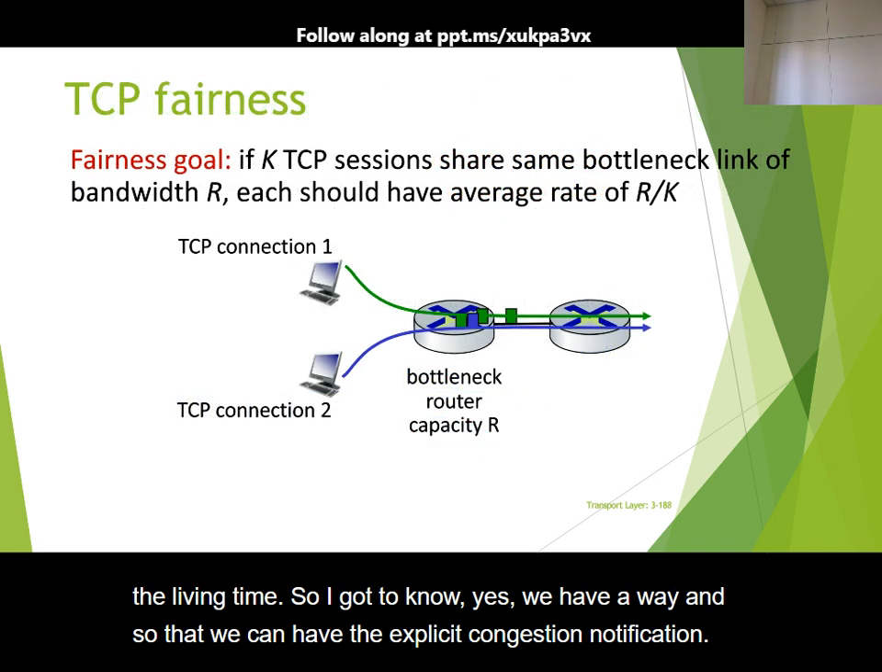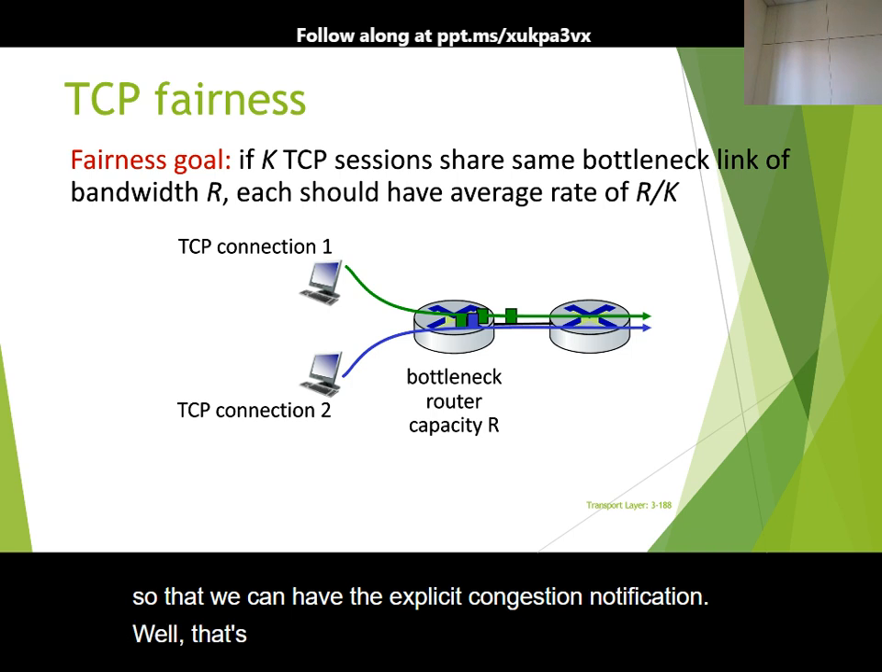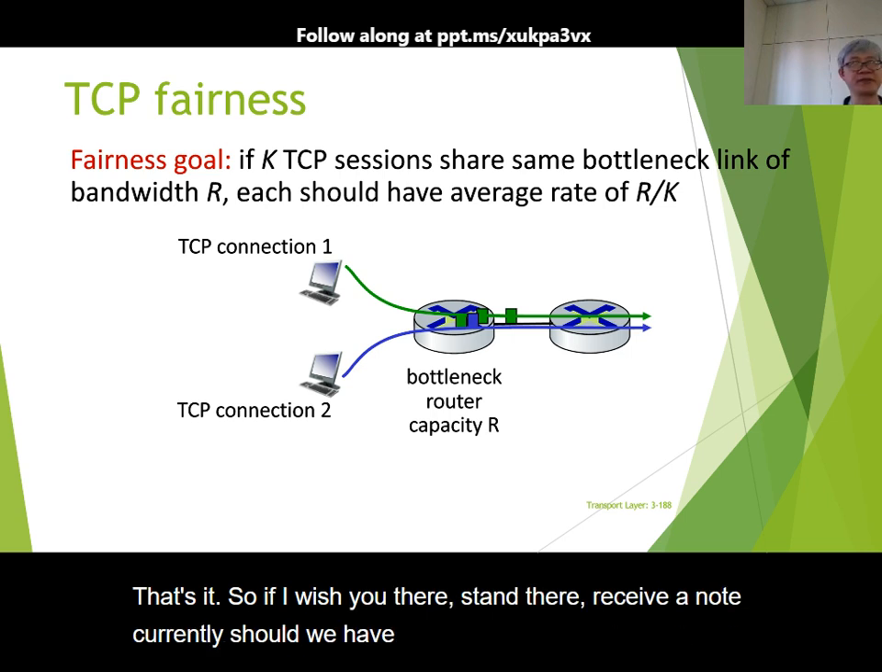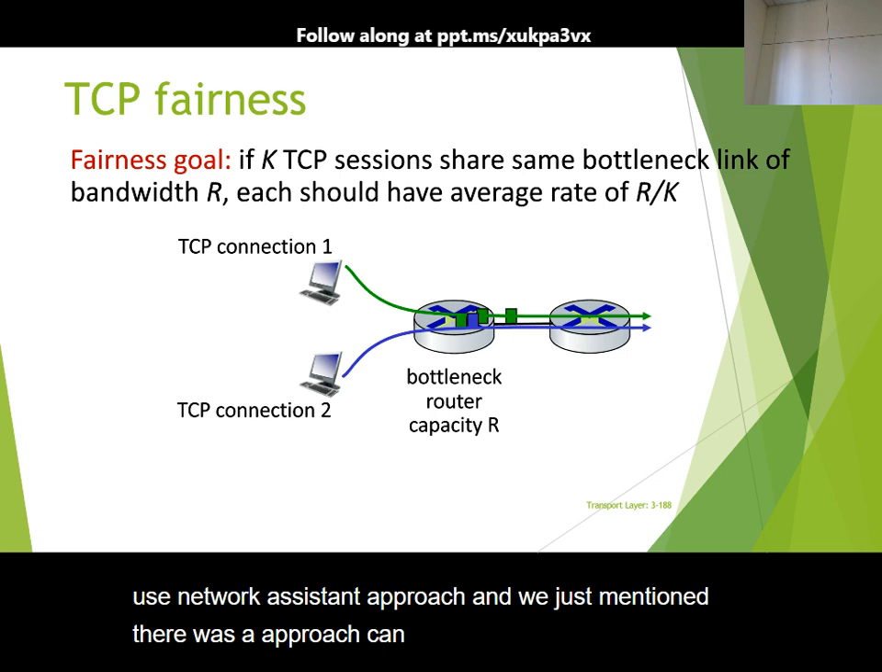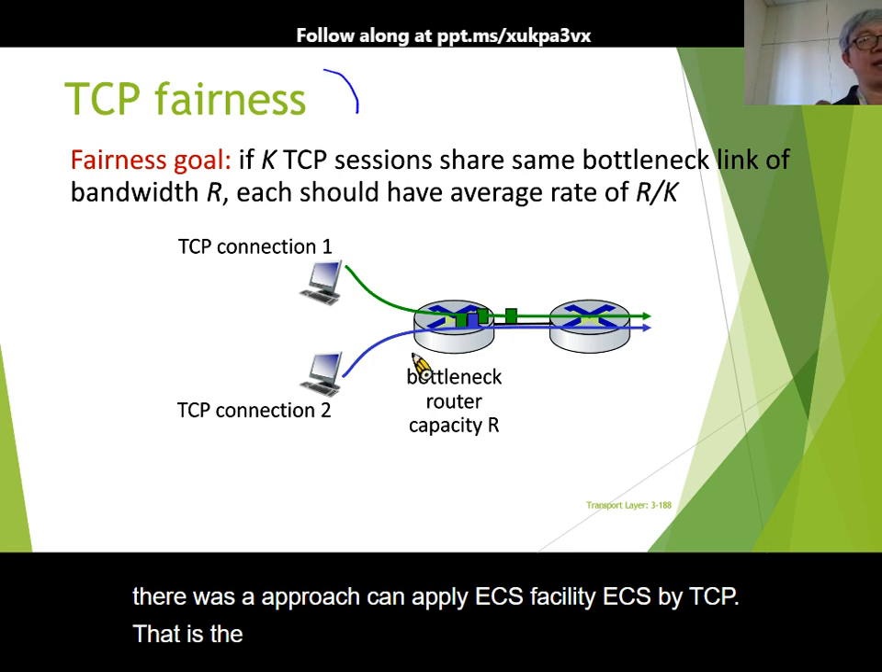Well, that's it. So if I wish to send from a sender to a receiver node, should we currently have congestion? If yes, we can use the network-assisted approach. And we just mentioned the network-assisted approach can apply ECN, specifically ECN by TCP. Well, that is the congestion notification. And right now we check fairness.